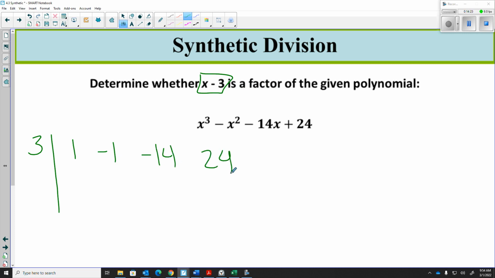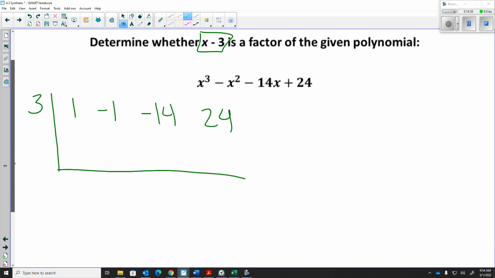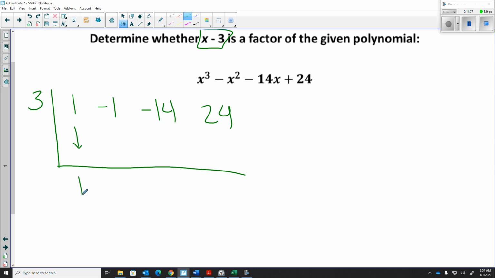Taking the coefficients, 1, -1, -14, 24. Multiply 3 times 1, I get 3. -1 plus 3 is 2. 3 times 2 is 6. -14 plus 6 is -8. 3 times -8 is -24, and that gets 0.